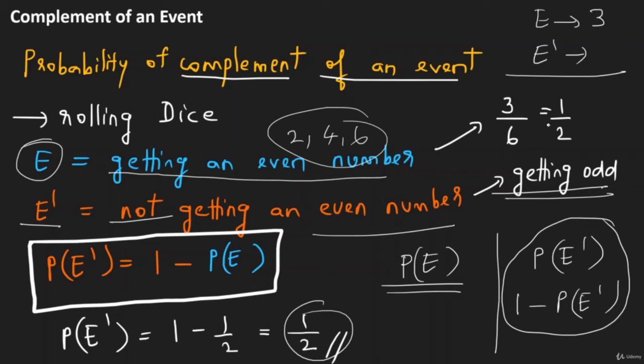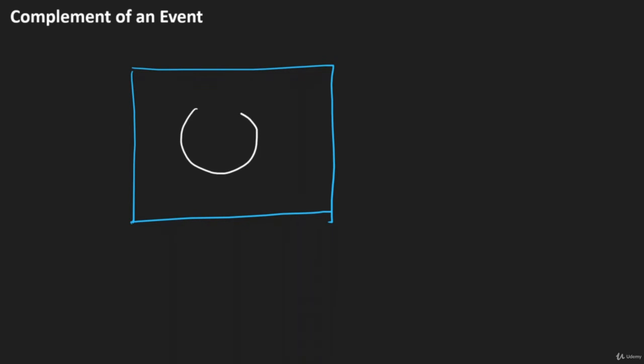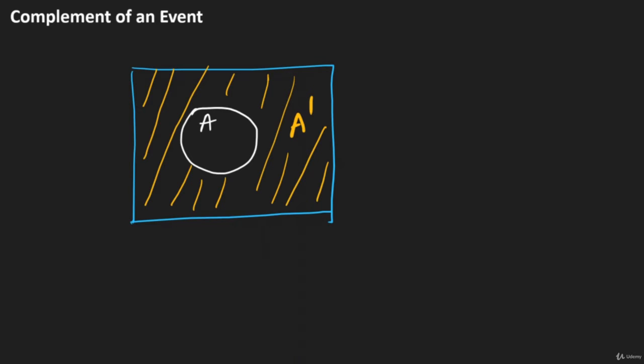Now let's quickly visualize what we have learned over here. Let's say that this is the universe of the events, alright, and let's say we have an event A. So this would be the cases where event A is happening. Now all the cases where A is not happening in this universe, that is this area over here, is what we define as the complement of event A, which is denoted as A dash.